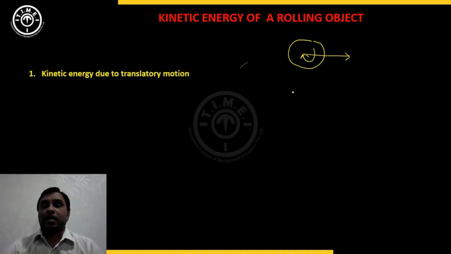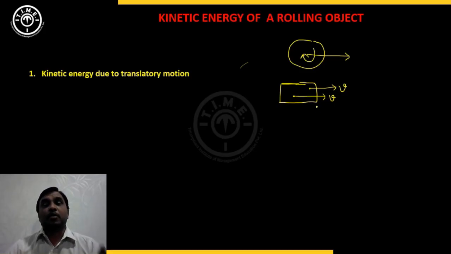What exactly is translatory motion? Let us suppose a body is executing translatory motion. Each and every particle of that object, let me take one particle here, if it has a speed v, any other particle of the object will have the same speed v. So translatory motion means each and every particle of the object will have identical velocities.